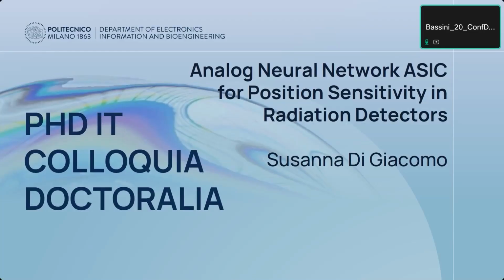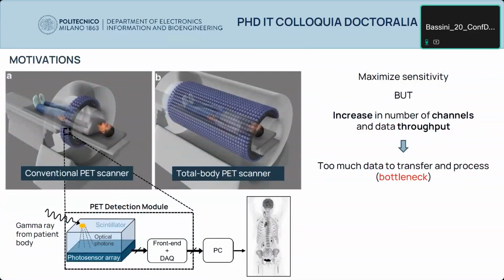I'm a third-year PhD student, and my research involves the development of an ASIC implementing a neural network for position sensitivity of gamma rays in radiation detectors, such as those used for medical imaging. So in the field of medical imaging, there is an increasing need to improve image quality to perform better diagnosis with reduced scan time and injected dose.